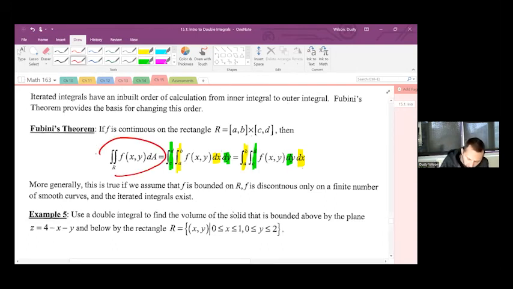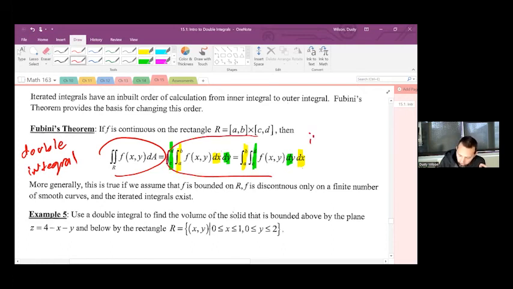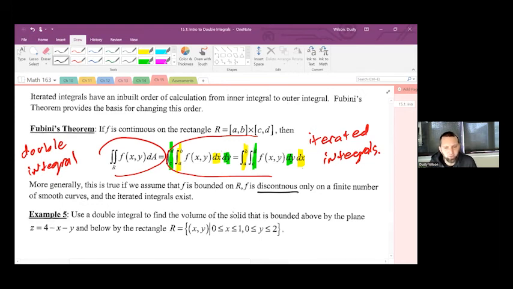Again, over here you have a double integral. A double integral does not include a built-in computation method. Over here on the right, you have those iterated integrals. More generally, this idea that you can reverse the order is true if we assume that f is bounded on R, f is discontinuous, there's a typo here, only on a finite number of smooth curves, and that the iterated integrals exist.